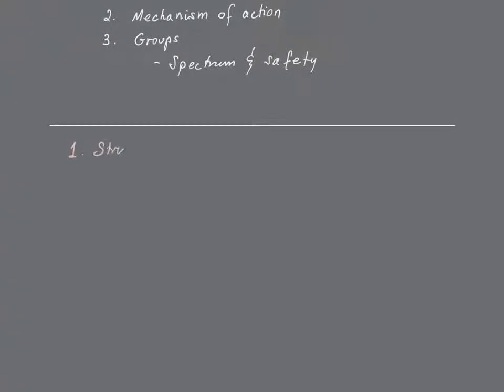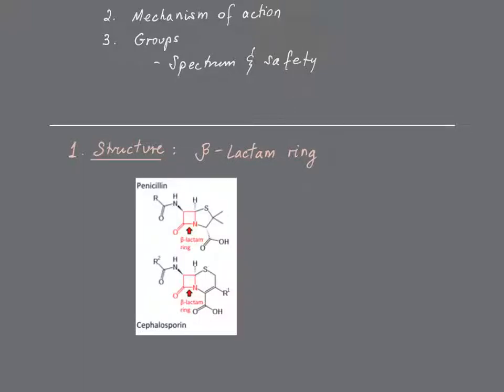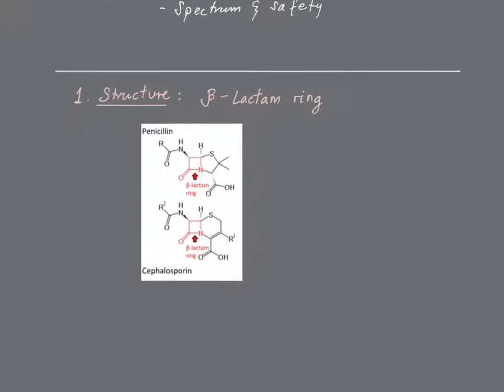So let's start with structure. The first thing that needs to be mentioned here is that all members of this group of antibiotics share a common chemical ring called the beta-lactam ring. Here in this graph, you can see an example of a penicillin and a cephalosporin, both sharing that same structure called the beta-lactam ring. Very important for its function, and it's also going to be critical when we discuss mechanisms of resistance in a subsequent video.